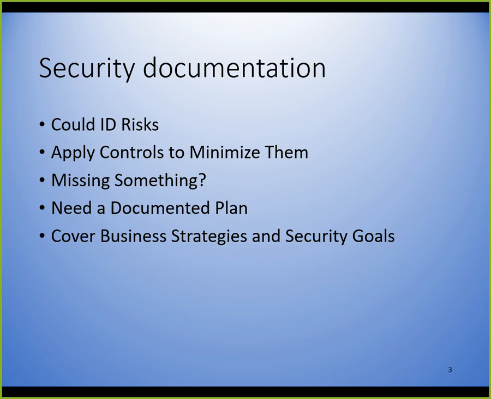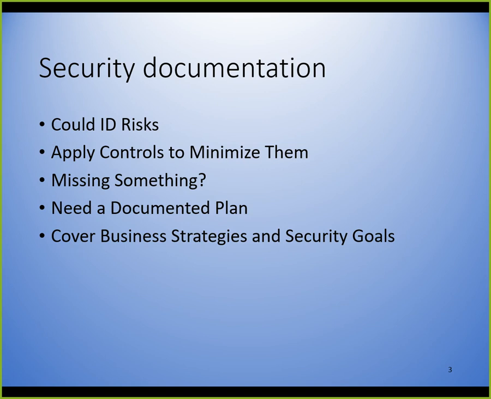And we could ID risks when we do the security documentation. Not only could, we should ID the risks that are available. Apply controls to minimize the risks, and the controls are the actions that we take to control what goes on with these things. Are we missing something? And that's where the checklists come in, and that's where the templates come in, and those sorts of things. Need a documented plan. When something happens, be it big, little, who's going to do what? Who's going to do what in order to keep the company running so that we can stay in business?